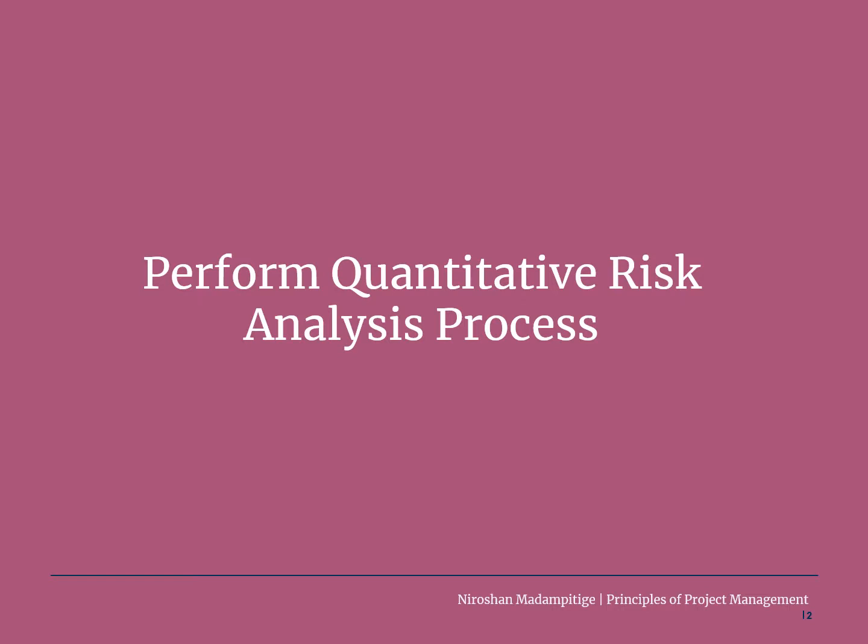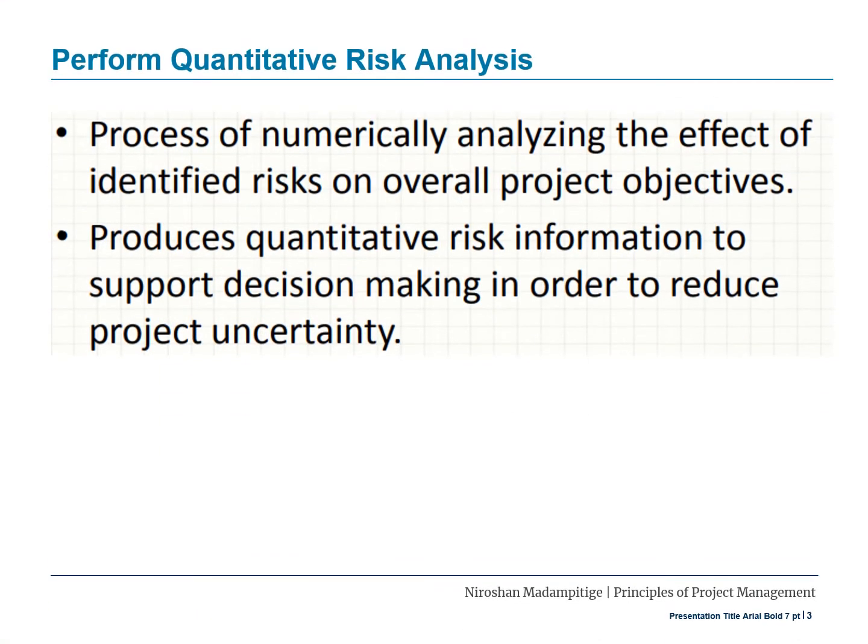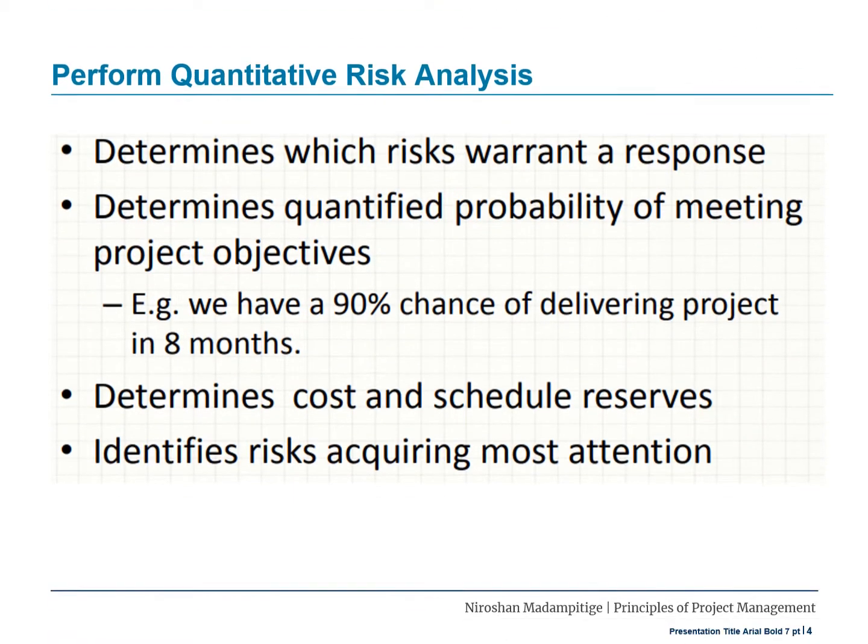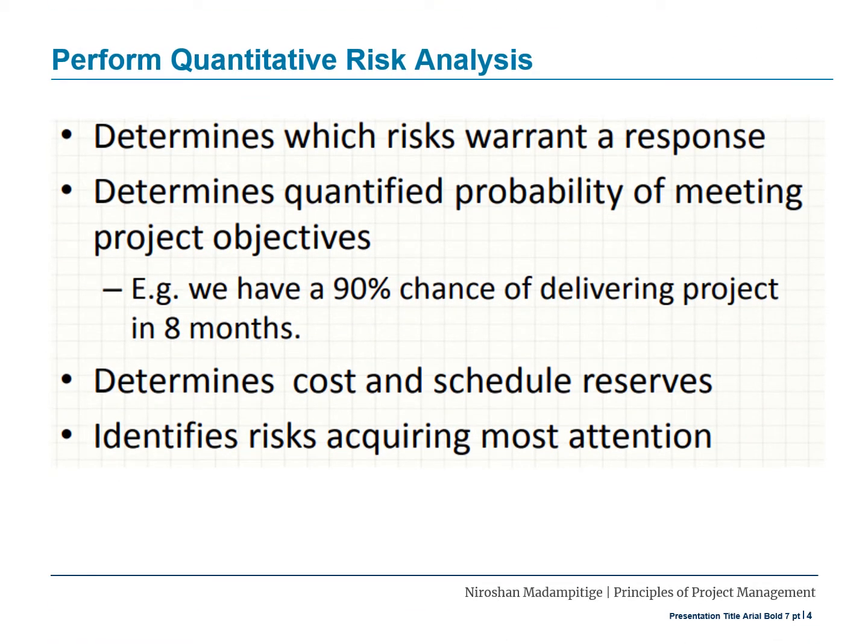Now, let's have a look at the quantitative risk analysis process. We already discussed qualitative risk analysis. Now we talk about the quantitative aspect of it. It is the process of numerically analyzing the effect of identified risks on overall project objectives. It produces quantitative risk information to support decision making in order to reduce project uncertainty. It also determines which risks warrant a response.